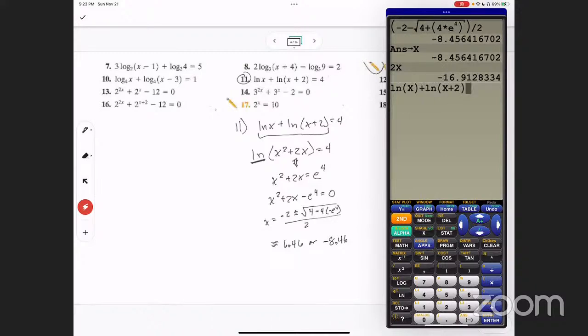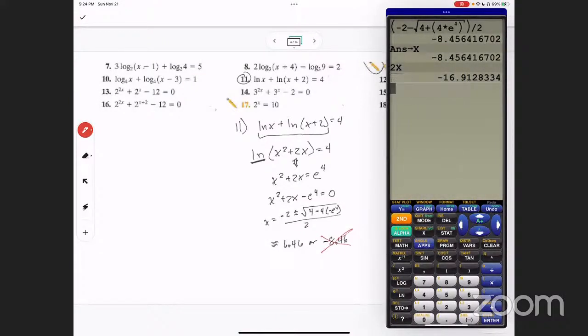And I hit enter. If I did it correctly, what should I get when I plug that back in? You should get 6.46. No, look at what the question says. 4. Sorry. Yeah, I should get 4. Oh, and this is saying no real answer. That's because that one is a negative number. And can I take the log of a negative? Oh no. So that's called an extraneous solution. So that one didn't work. So now let's try a different one.